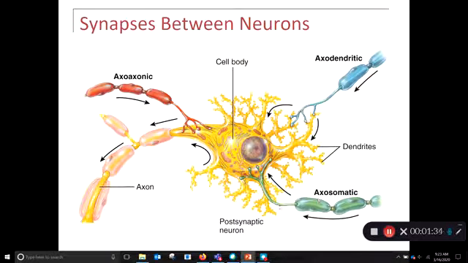Axosomatic, somatic means body, because it is interacting with the neural body itself, while the axoaxonic actually goes ahead and interacts with the very beginning of the axon at the axon hillock, which, if there's even a change in that gradient potential right down to negative 55 millivolts, yes, you are going to have it happen.